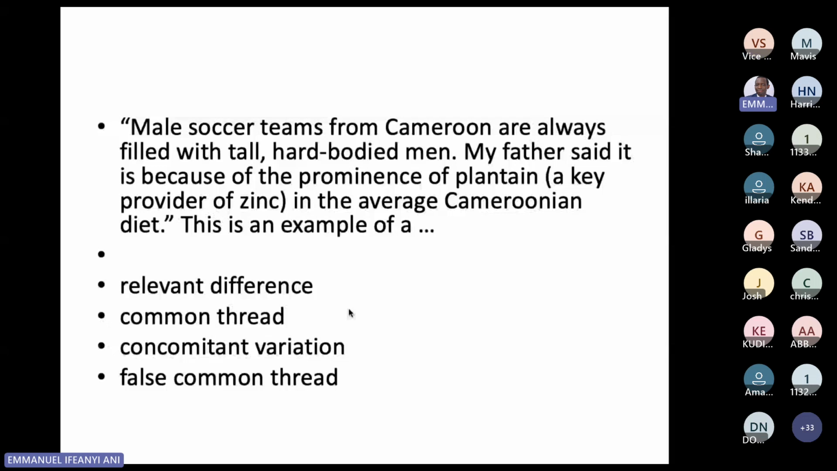So everyone eats plantain. There's plantain all over the world, not just in Cameroon. So if plantain is responsible for the type of strength we are seeing in Cameroonian players, then it suggests that they are eating it in more quantity compared to others. So if they are eating plantain in more quantity, although everyone is eating it, then that's concomitant variation.